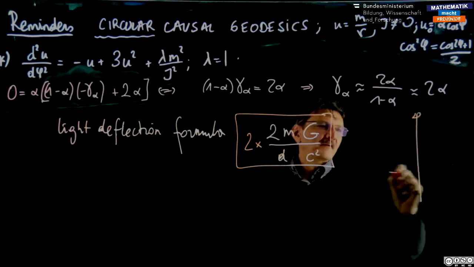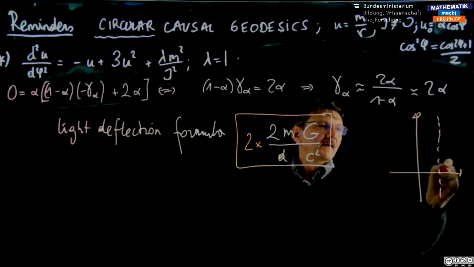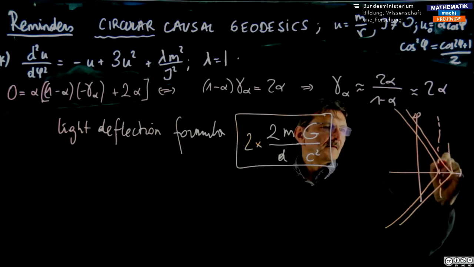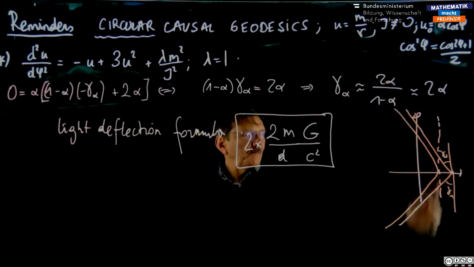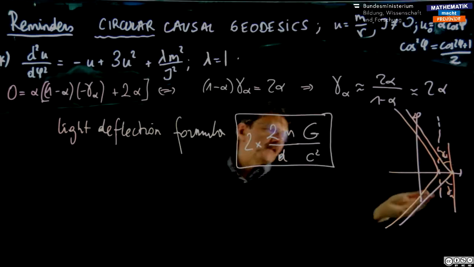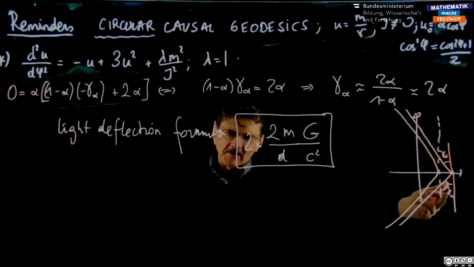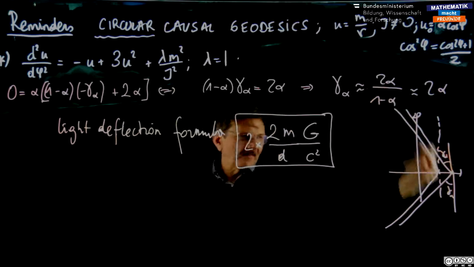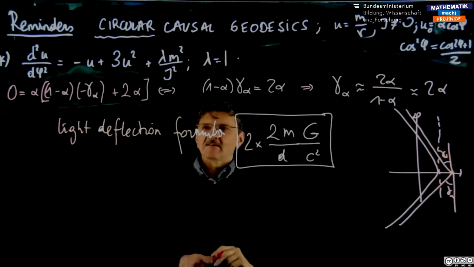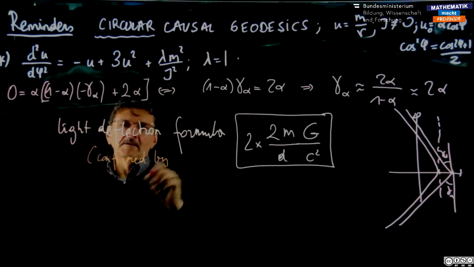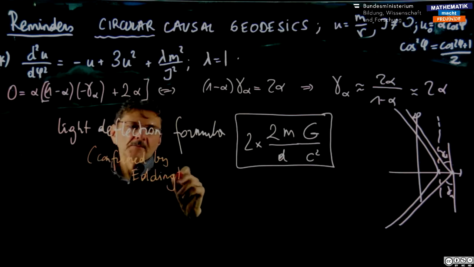Let me just do the drawing again. In Minkowski space-time, this would be a straight line. Now in Schwarzschild, light isn't coming from this direction, but from a direction which is tilted by gamma alpha, and exits with a direction which is again tilted by gamma alpha. So there's 2 gamma alphas for the total deflection, right? So this is a formula confirmed by Eddington, and by many other experiments since.